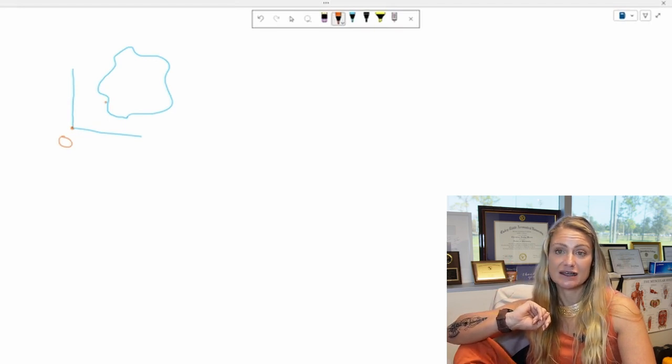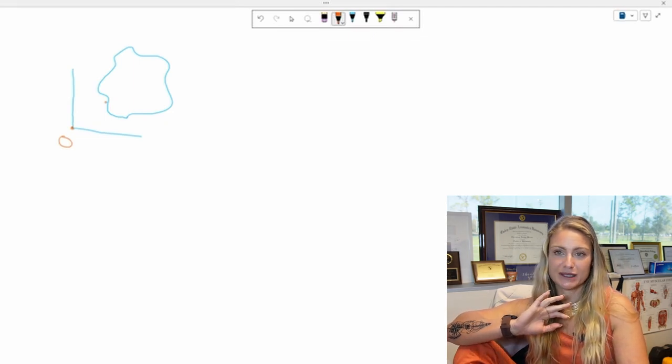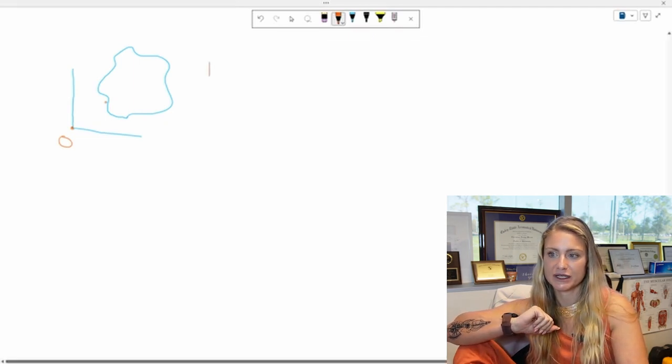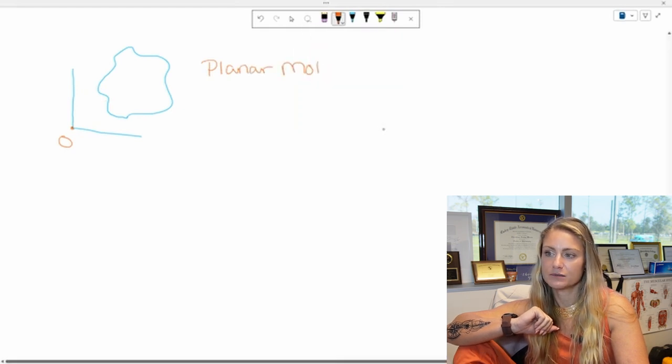Let me back up. My airplane is undergoing planar motion, right? And planar motion is made up of two different types of motion. It's made up of translation, and it's made up of pure rotation about a fixed axis.